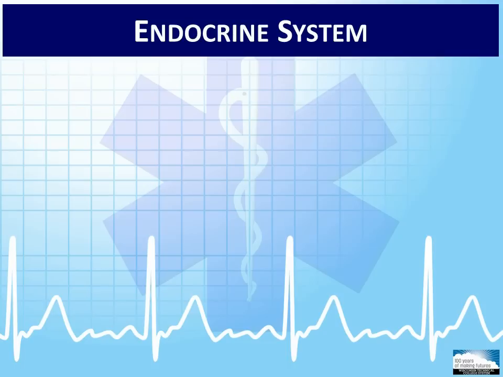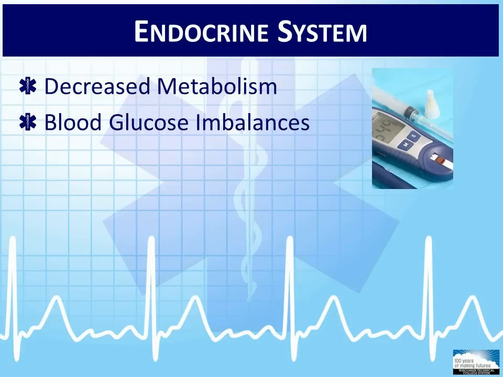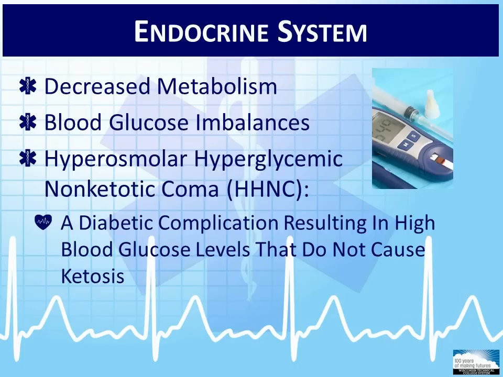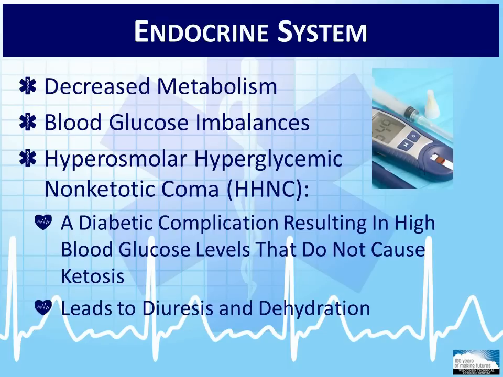Endocrine system changes in the geriatric patient may include a decreased metabolism and blood glucose imbalances. Those individuals with blood glucose imbalances are said to be diabetic. Unless properly managed, diabetics have more glucose sugar in their bloodstream than their bodies can handle. If left unmanaged, hyperosmolar, hyperglycemic, non-ketonic coma, HHNC, can result. Patients with HHNC have high blood glucose levels that do not result in elevated ketones in the body. Given this high level of glucose, the body tries to expel it through diuresis, increased urine excretion, which can lead to dehydration.